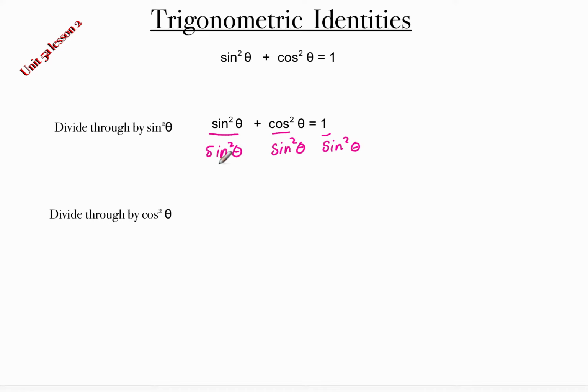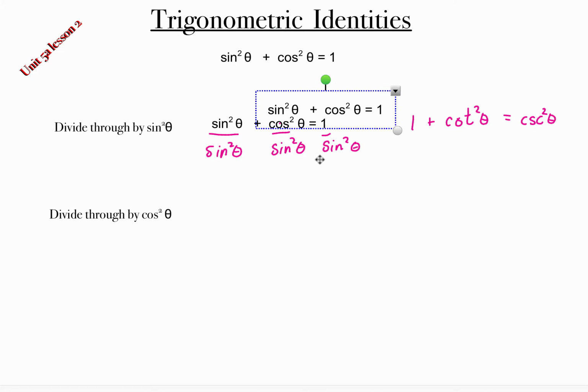Well, sine squared divided by sine squared is 1. Cosine squared over sine squared is really cotangent. Do you see why it's cotangent? Yeah, it's the reciprocal of tangent. Remember, tangent we learned was sine over cosine. And then we learned the reciprocals yesterday. So cotangent is cosine over sine. And then 1 divided by sine squared is cosecant squared. So there, you have a new Pythagorean identity.